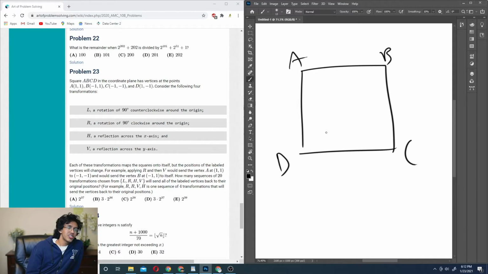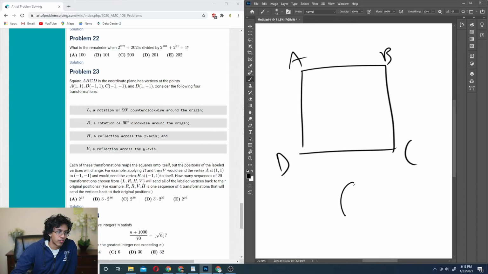Okay, so essentially, if you do a reflection, that means you can't just rotate it back. No matter how many times you rotate it, it's not going to go back to its original position. So if you do one reflection, you need at least 2 reflections in order to be able to rotate it back, right? So that means you basically need an even number of reflections and an even number of rotations? Yeah, you only need an even number of rotations, right?